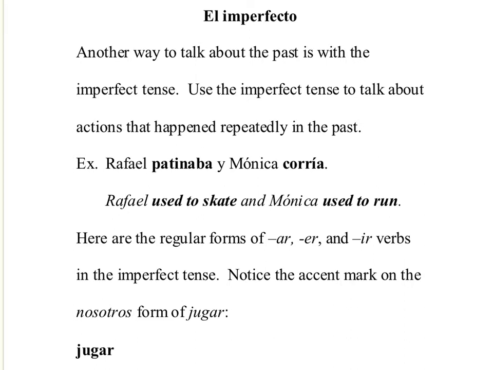Today, we're going to talk about el imperfecto, or the imperfect tense. Another way to talk about the past is with the imperfect tense. Use the imperfect tense to talk about actions that happened repeatedly in the past. For example, Rafael patinaba y Mónica corría. We've got two verbs, patinaba y corría.